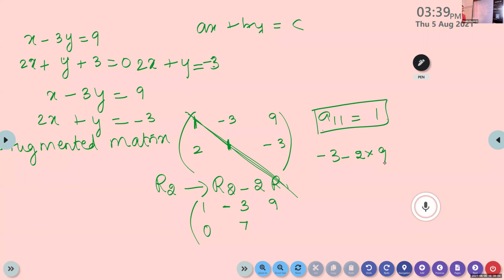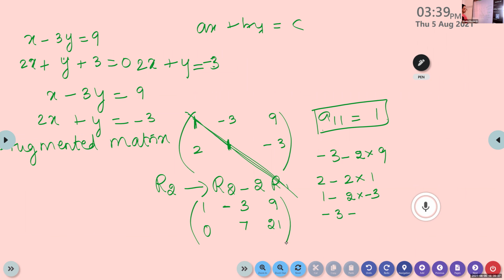Is it clear, children? The first one is 2 minus 2 into 1, so 2 minus 2 is 0. Next is 1 minus 2 into minus 3, so 1 plus 6, we get 7. Then minus 3 minus 2 into 9, so minus 18 minus 3 gives minus 21. So we apply the row operations on the augmented matrix. Is it okay? We apply the row transformation on the augmented matrix.